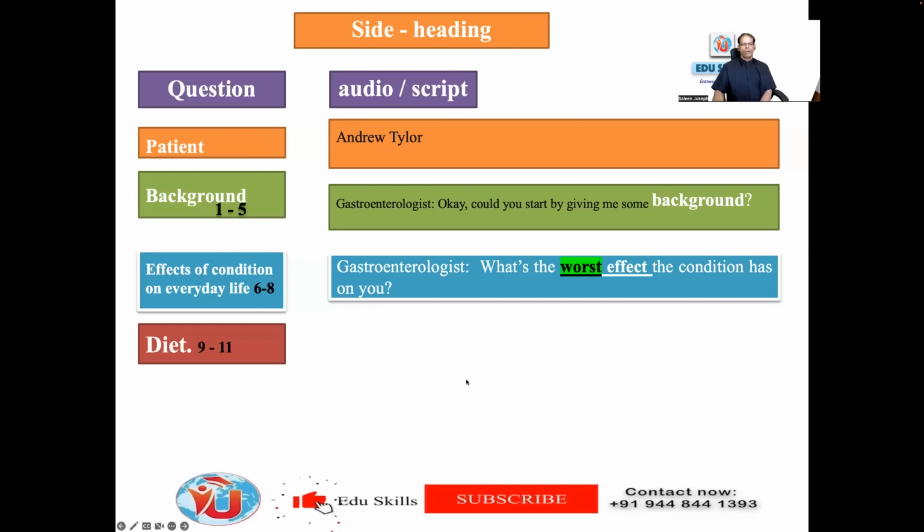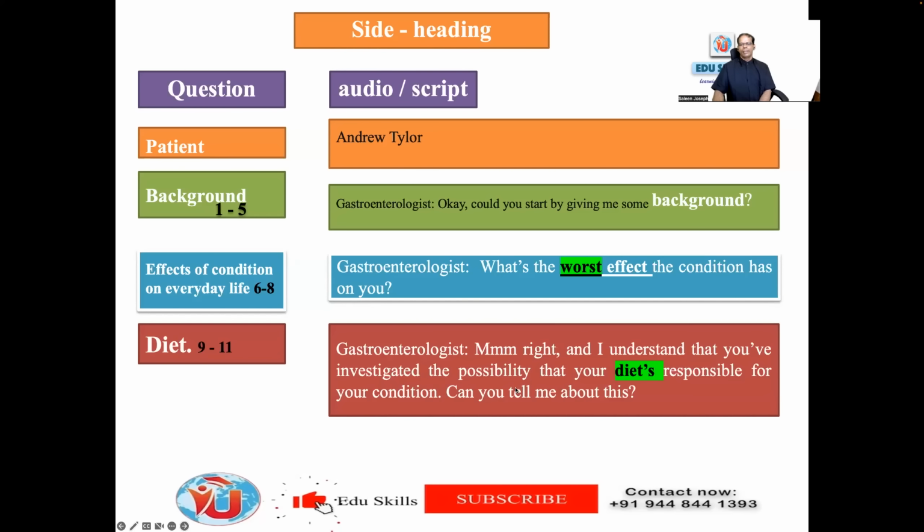And diet speaks about 9, 10, 11 questions are about diet. And the question is, and I understand that you have investigated the possibility that your diet is responsible for your condition. Can you tell me about this? About this means about your diet. So, 3 questions about diet.